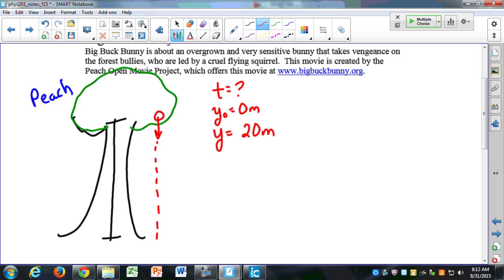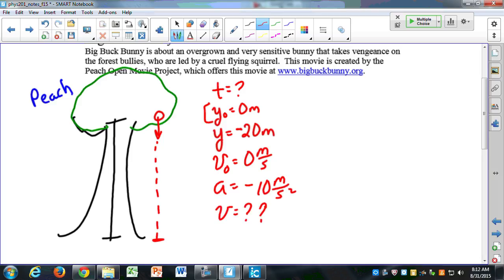Is this going to be positive or negative? Negative, right. Since my y naught is 0, the final position is going to be negative 20. So y naught is 0, y is negative 20. My v naught is 0, as is often the case, but not necessarily, like in the squirrel problem we had before. And what else do I know here? I know my acceleration. It's not stated, but it's always implied. And I don't know what my final velocity is, and that's what I want to determine. What is the final velocity here?